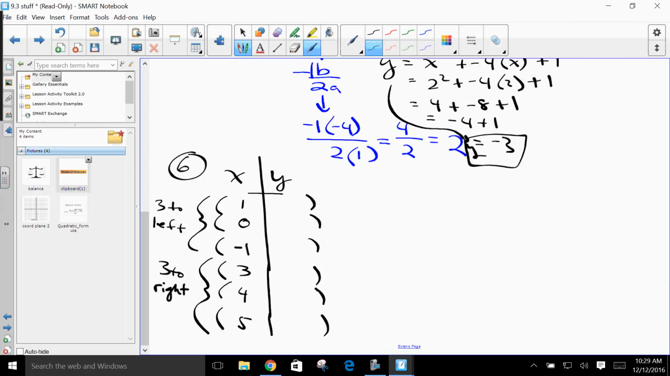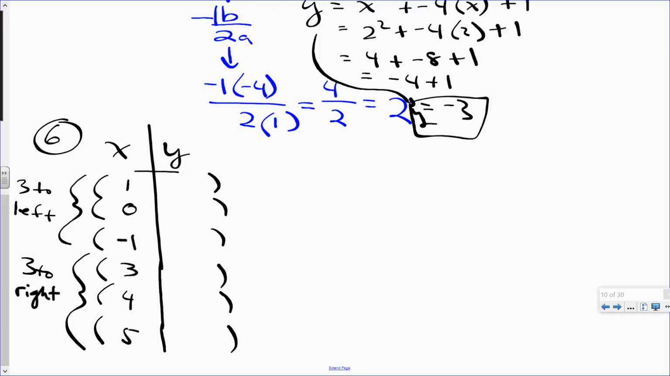3 to the left, 3 to the right. Here we go. Now, you might be asking, why 3 to the left, 3 to the right? What's the big deal? Can't I just pick any x values? Well, you could pick any x values, but when you pick 3 to the left, 3 to the right, it becomes a time saver in the end. Because once you do the 3 to the left, the y values for the 3 to the left become mirror images of the ones that are 3 to the right. In other words, the y values are the same. So it's like a time saver.